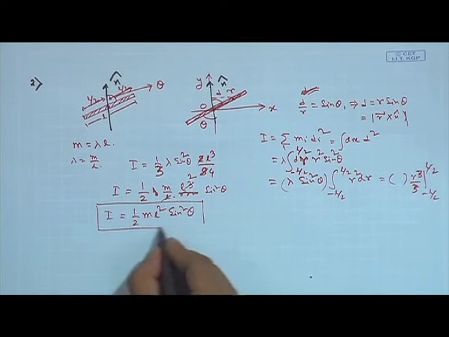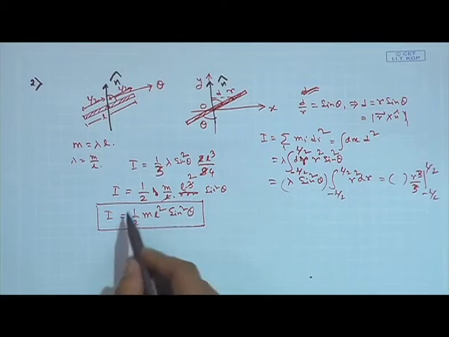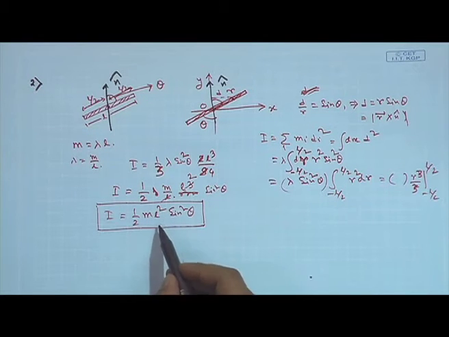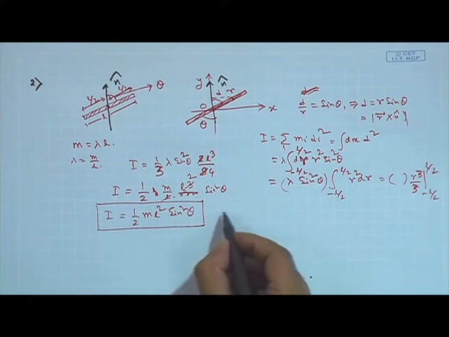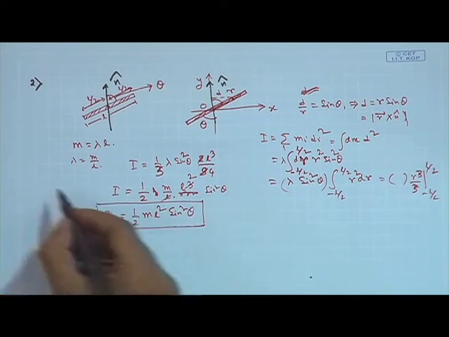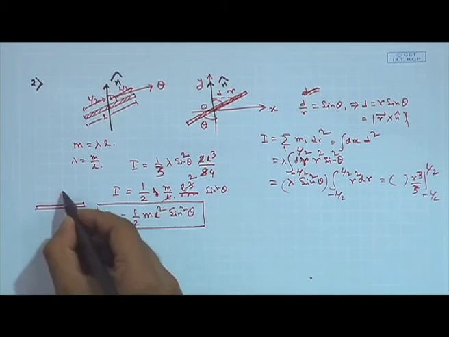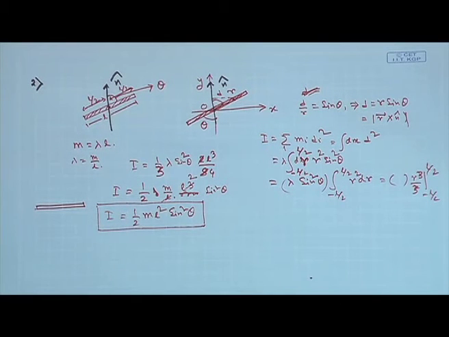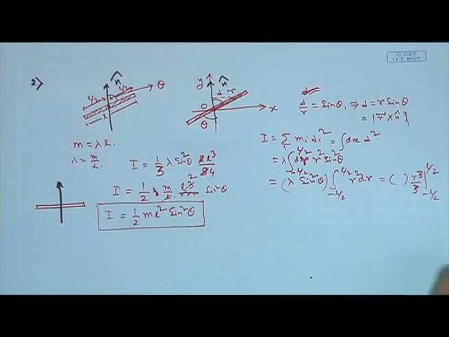Now what happens if we change theta? If we put theta equal to 90 degrees, we simply have 1 by 12 M L square, which is a well known result. So if the rod is like this and the axis is perpendicular to the rod like this, then we have 1 by 12 M L square.